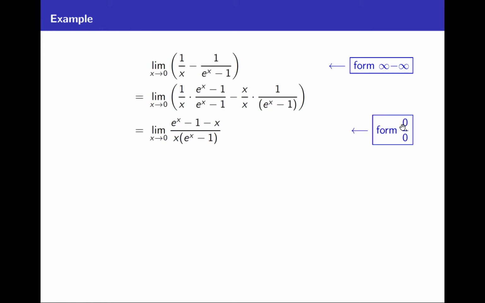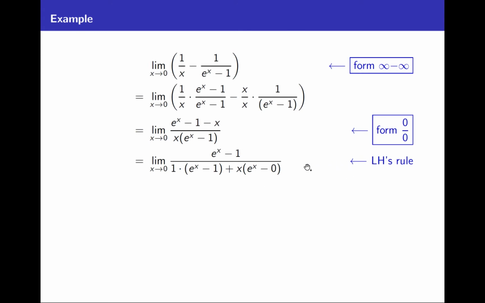notice that it has form 0 divided by 0, because as x approaches 0, our e to the x is approaching 1, then minus 1, minus 0. So that's 0 on the top. And on the bottom, we have a 0 times e to the power of 0 minus 1. That's 0 times 1 minus 1. So that's 0 on the bottom. So both numerator and denominator are approaching 0, so we've got form 0 divided by 0. So this is a limit that we could apply L'Hopital's rule to.